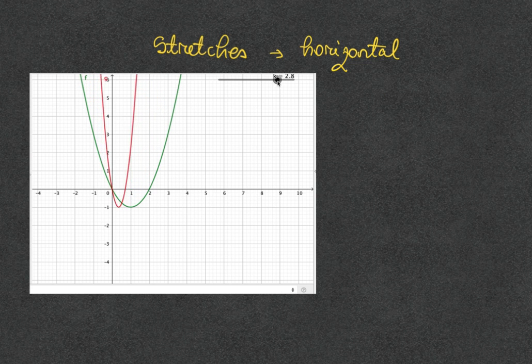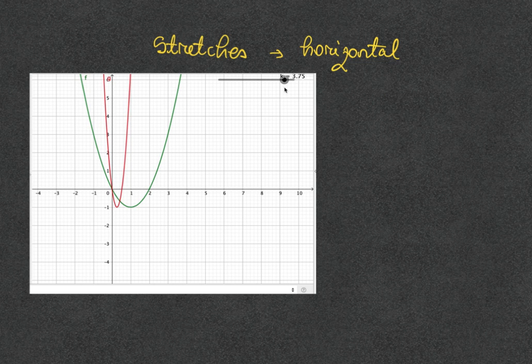So the green function is stretched horizontally. And see, it can mean a dilation or a compression. That's a dilation. And soon we are going to see a compression. Both of them are called stretches. We don't really use dilation and compression in math.